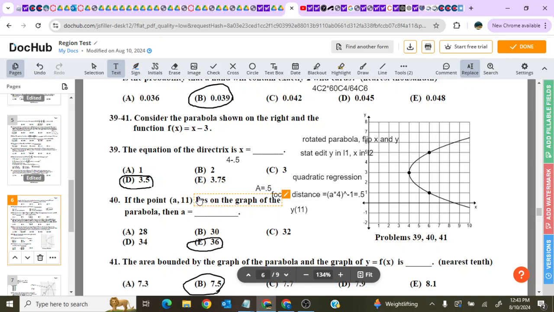Then the point A, 11 lies on the graph of the parabola. What is A? Well, as we said, we flip the x's into y's, so figure out y1 of 11, and you'll get a value of 36.